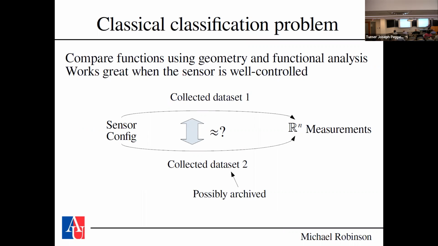So I end up collecting, say, a data set, and I want to compare it to some other archived data to say, well, have I seen something like this before? And if they're similar, how similar are they? I end up effectively with two functions I need to compare, a function from the space of sensor configurations to the space of measurements. Okay, that works very well if I have good control of the sensor configuration.